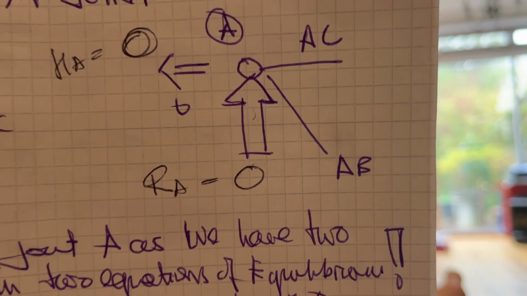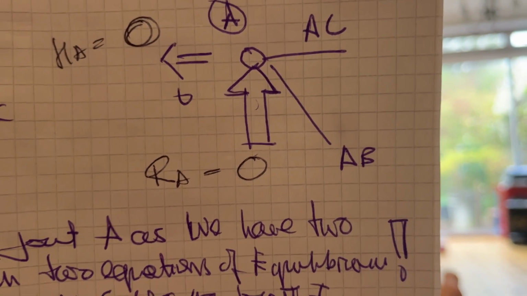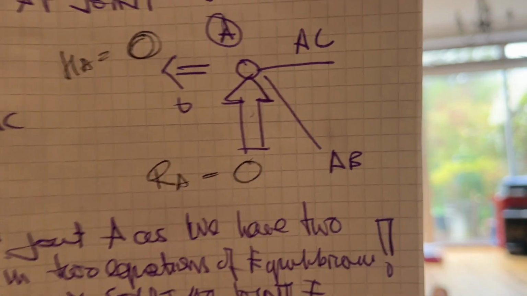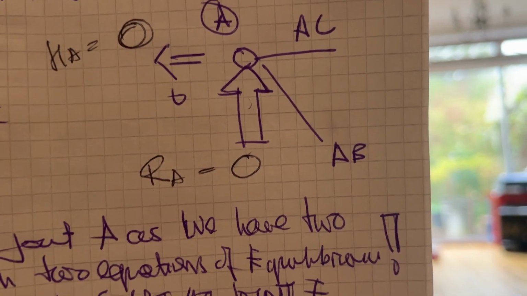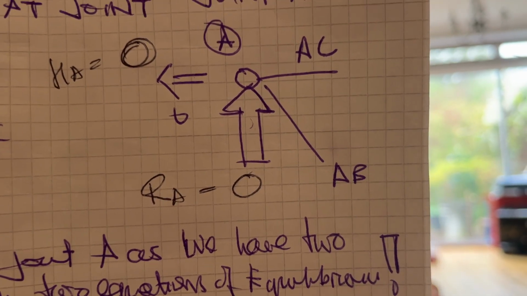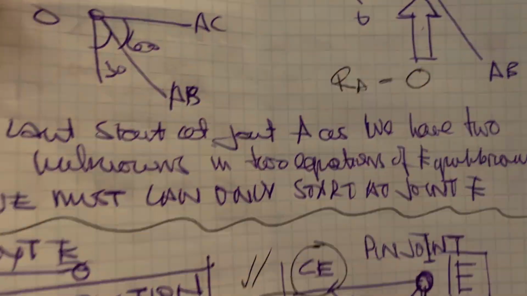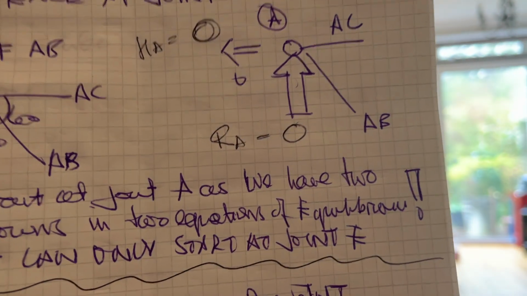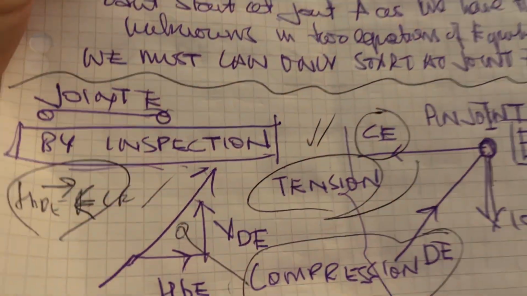Because the vertical component of AB equals 0, it has to be. That means the horizontal component of AB equals 0. That means AC equals 0. And anyway, I'll show that in the next video.